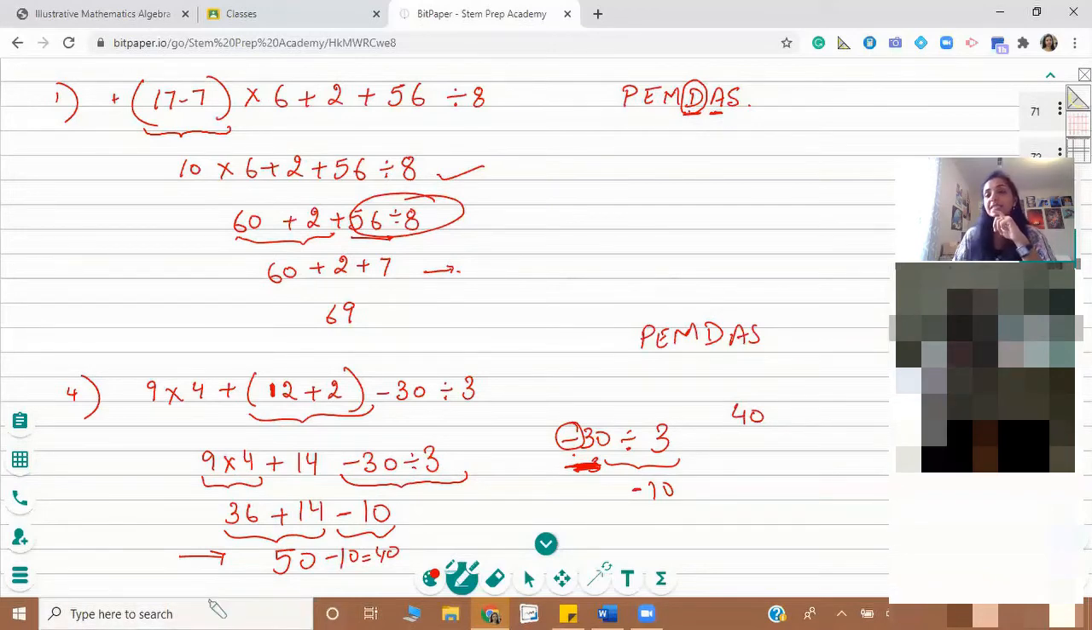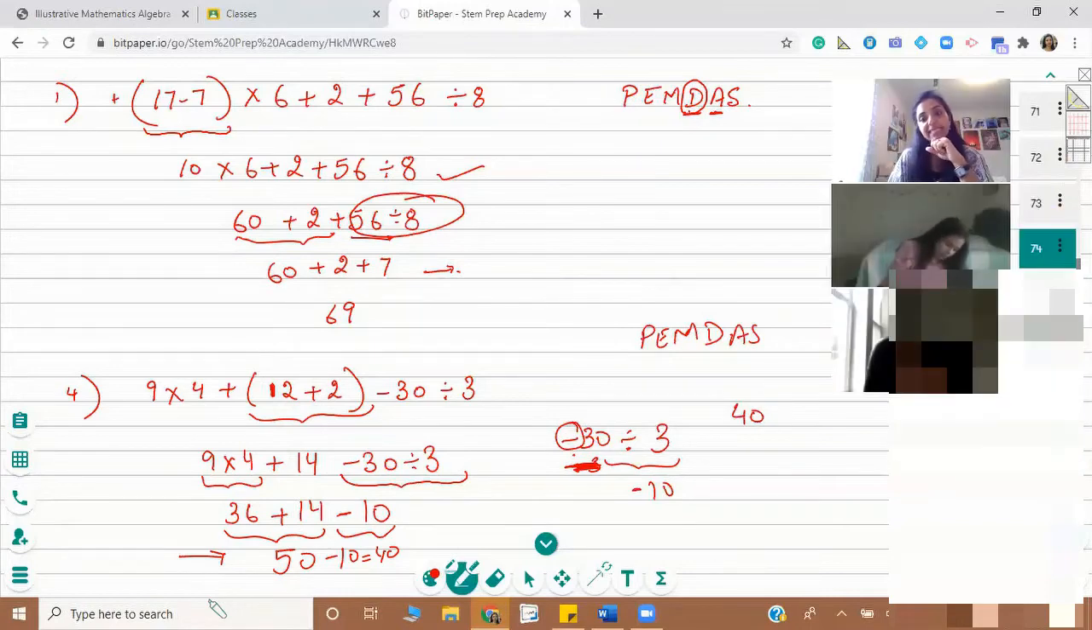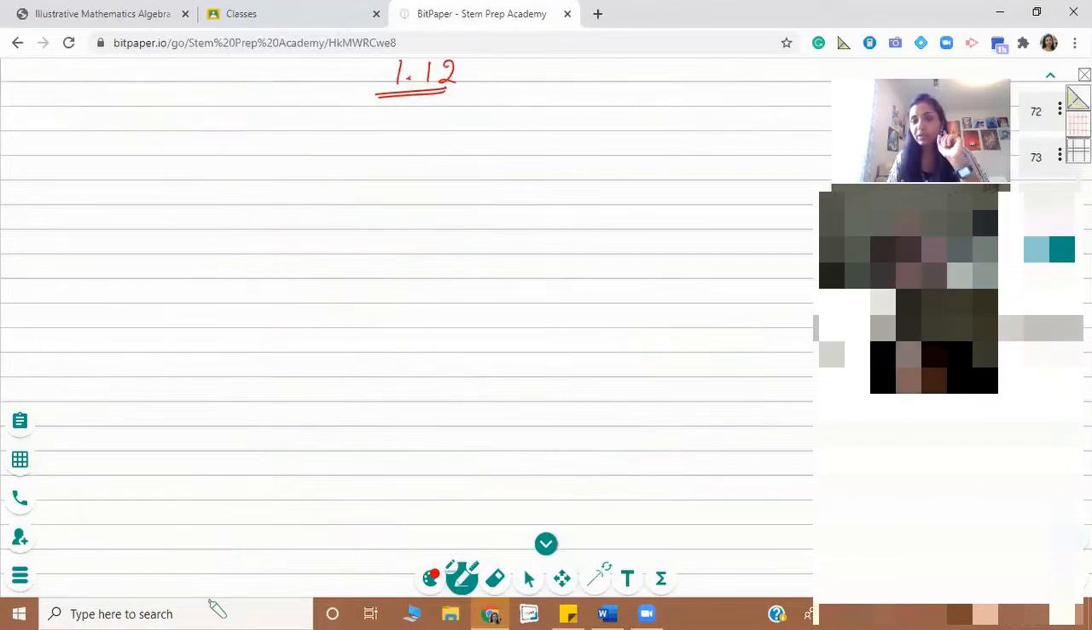Please do all the questions which I have already WhatsApped you, which ones are wrong, and send those to me. I'm proceeding with your 1.12, which has a little bit advanced questions on PEMDAS. So the correction work you will be doing and sending it to me. And let's just do a little bit advanced questions.